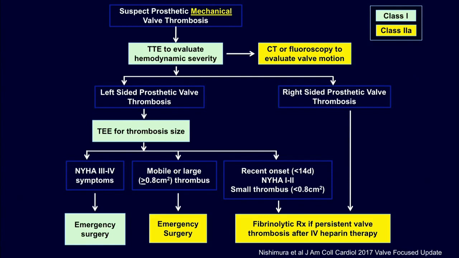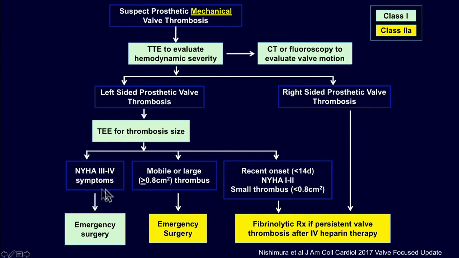And so what would the guidelines tell us to do? It would tell us to do a transthoracic echo to evaluate its hemodynamic severity, and in the past, it was a class 2A indication to then do CT and fluoroscopy to evaluate valve motion. This is now a class 1 indication in the updated guidelines. And because it's a left-sided thrombosis, it's reasonable to do TEE to look at thrombosis size.